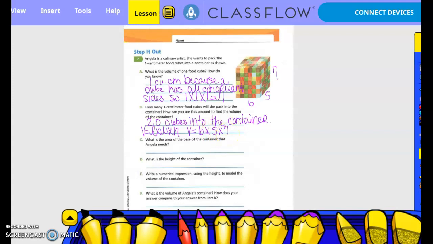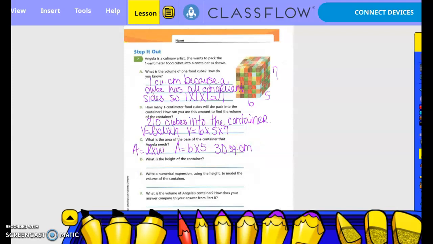Okay, so what is the area of the base of the container that Angela needs? So area equals what? What's our formula for area? Length times width, right? So in this case, area equals what? What's our length? 6. Our width is 5. So what is 6 times 5? 30. So 30 square centimeters, right?